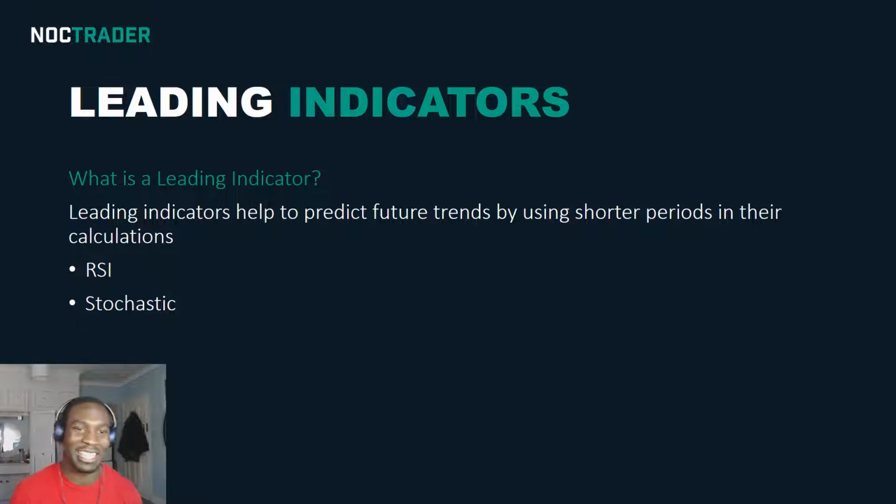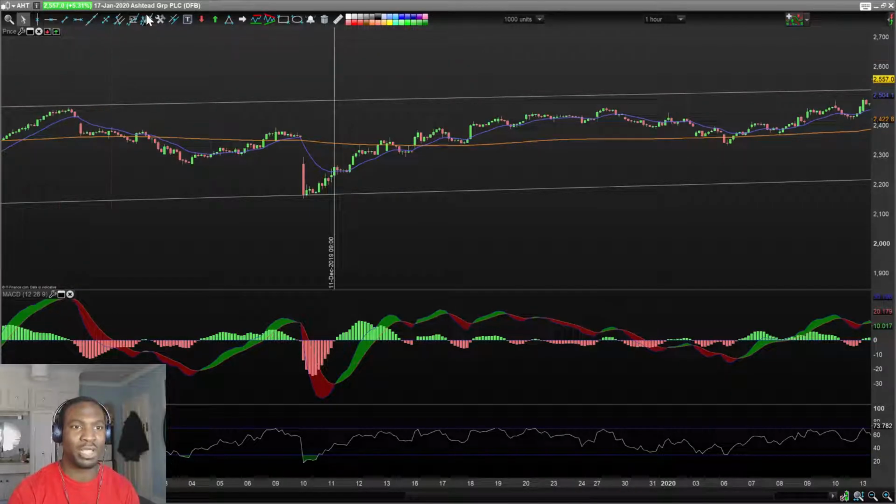And then we have leading indicators. So leading indicators help to predict future trends by using shorter periods in their calculation. Two examples of leading indicators are the RSI and stochastic. As you guys know, I use RSI religiously, and RSI stands for Relative Strength Index. So I'm going to use the exact same stock, which is Ashted Group, that I used for my previous MACD example, for my RSI example.